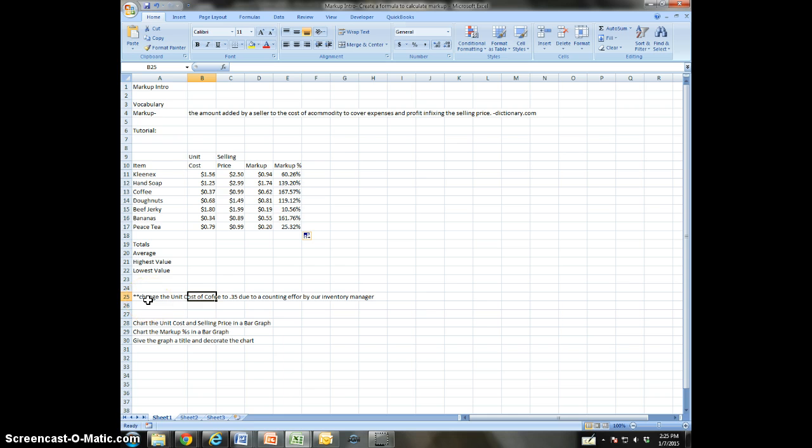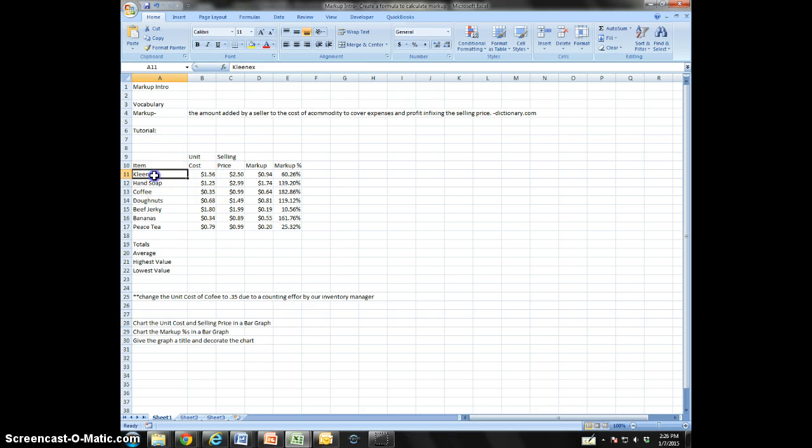These asterisks will tell you to change the cost of coffee to 35 cents. So the actual cost to us. And so if you find coffee here, instead of 37 cents, it's 35. And watch your formulas change because that's the handiness of Excel. These two change. So we have that. And then we're going to chart the unit cost and selling price in a bar graph.